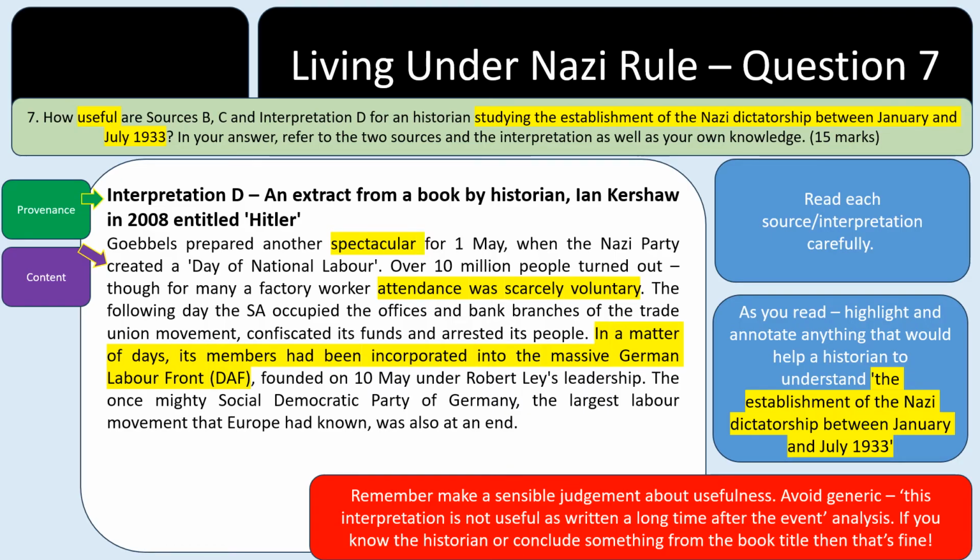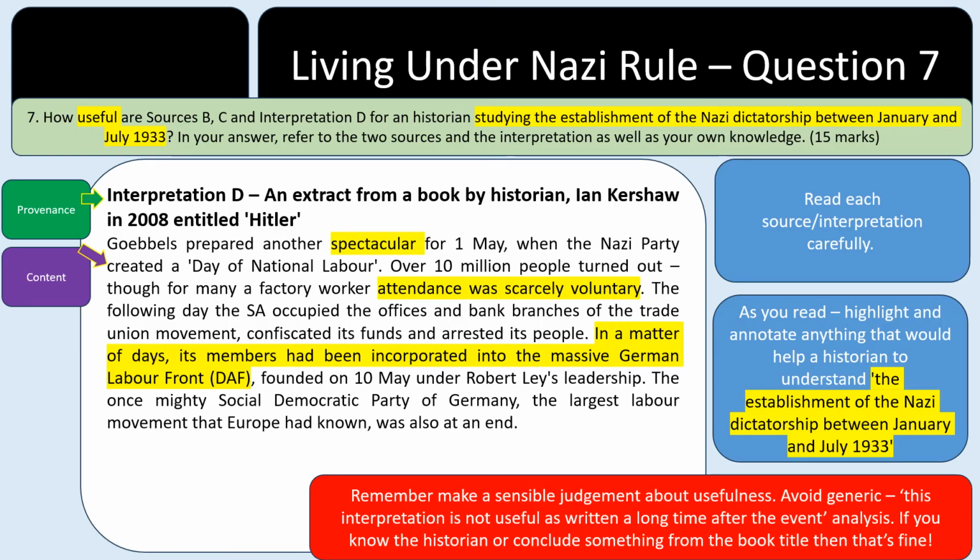So let's read it. Goebbels prepared another spectacular for the 1st of May, when the Nazi Party created a day of national labour. Over 10 million people turned out, though for many a factory worker, attendance was scarcely voluntary. The following day, the SA occupied the offices and bank branches of the trade union movement, confiscated its funds and arrested its people. In a matter of days, its members had been incorporated into the massive German Labour Front, the DAF, founded on the 10th of May under Robert Ley's leadership. The once mighty Social Democratic Party of Germany, the largest labour movement that Europe had known, was also at an end.